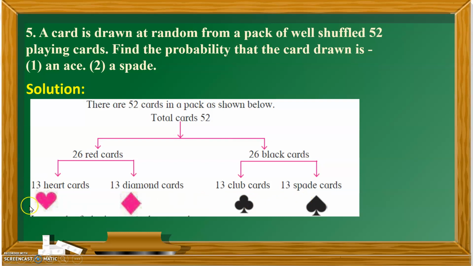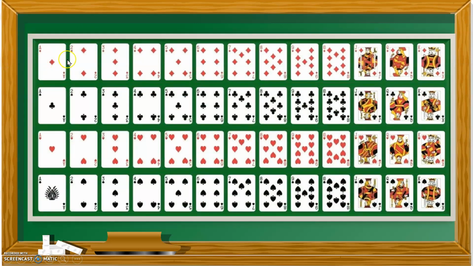Now let us look at what these 13 cards of each type are. This is the chart which shows you these are the diamonds, these are the clubs, these are the hearts and these are the spades. Now the first question is ace. All the A's that you can see, these are aces. These are called jacks. These are kings. This is the king, this is the queen, and these are all number cards. So let us start with the solution, writing the event.